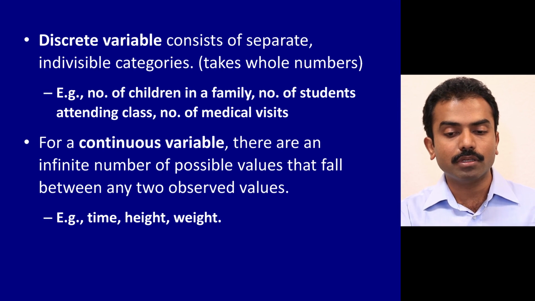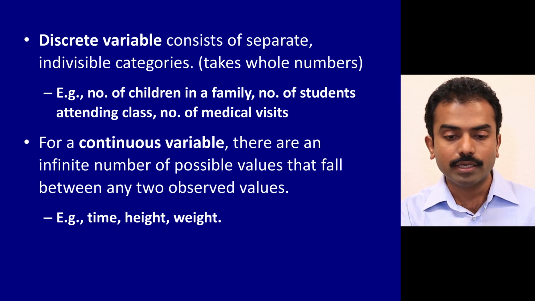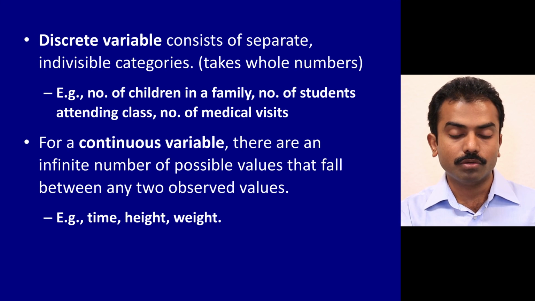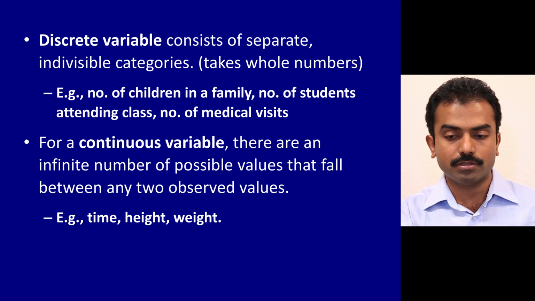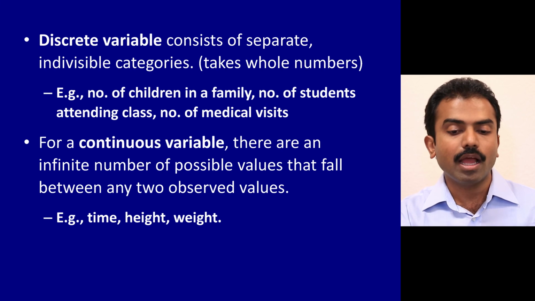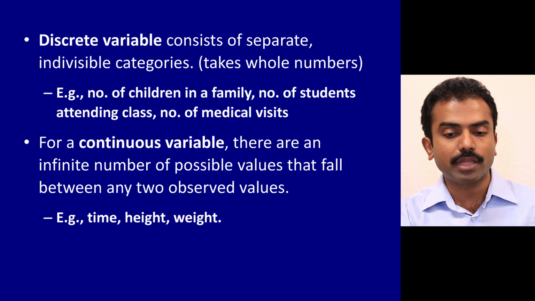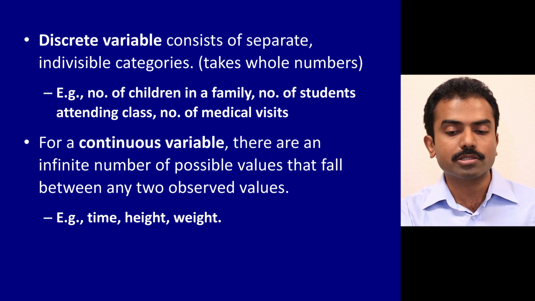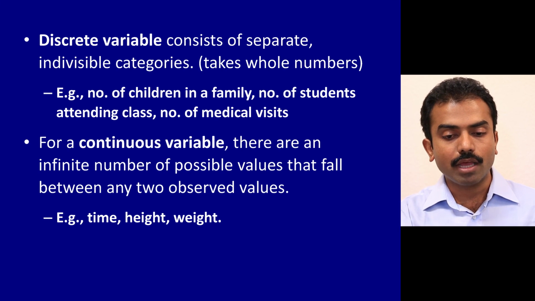Whereas in a continuous variable, there are an infinite number of possible values that fall between any two observed values. Let's take an example. Height. You can have 155 centimeters, 155.5 centimeters. You can cut further and say the person's height is 155.45 centimeters, and it still makes sense. So the main characteristic of a continuous variable is that you can divide it into an infinite number of possible values, and each value will still make sense. Another example is weight or age or time. These are quantitative variables but continuous.